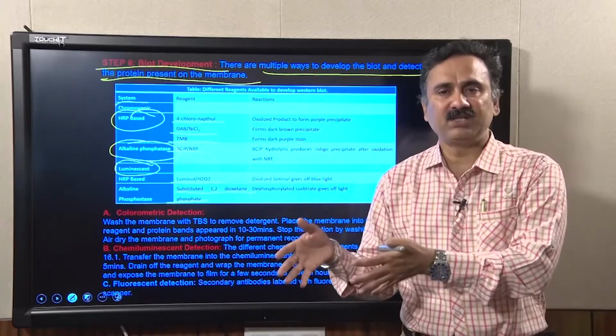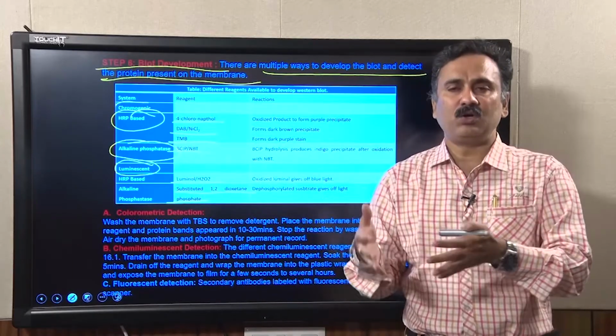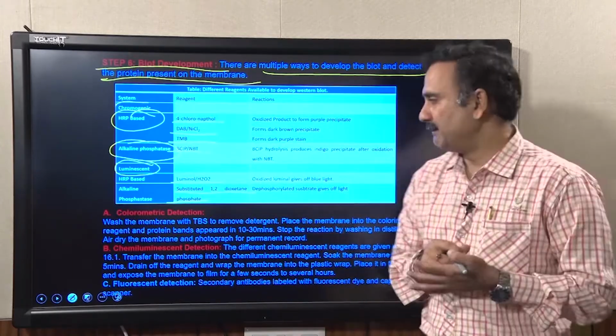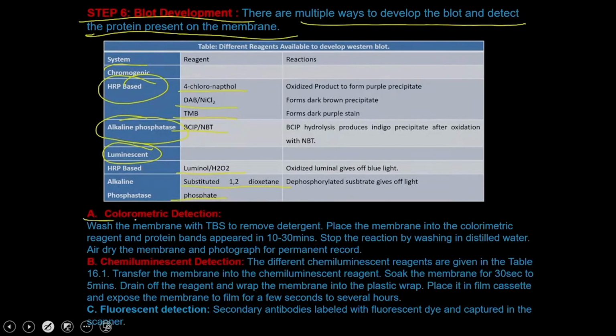Either you have the colorimetric methods, or you have the chemiluminescent methods. Both methods allow you to detect the proteins. The colorimetric detection has lower sensitivity compared to the chemiluminescent detection.